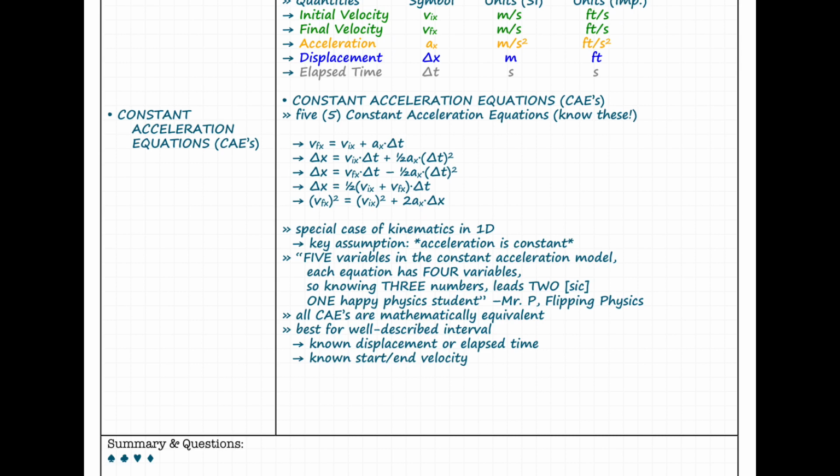These constant acceleration equations, as they're given here, are best known for a well-described interval. And by well-described, we mean that you know the specific time or the specific displacement that we're trying to measure, or you know the specific starting or ending velocity that you're shooting for. If you know a lot of information about the starting or ending points of this interval, these equations are going to help you find the other variables that have to be there during that interval to make that motion happen.